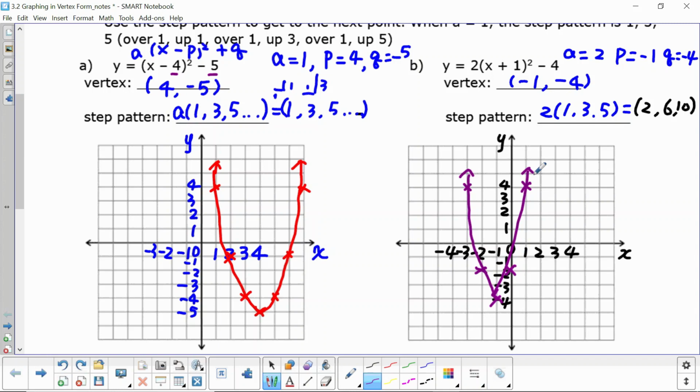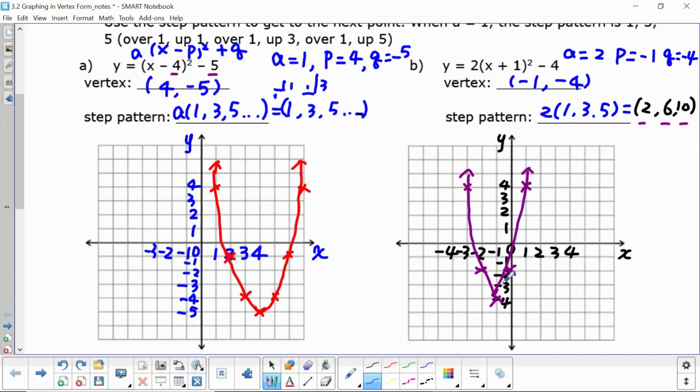So make sure on both sides you put arrows, which means the graph keeps going, okay? Find the vertex, then from the vertex use a step pattern. The step pattern is kind of like the slope: right 1, up 2; right 1, up 6. It's like graphing a line, but this time you don't find only one point, you find another point, then it's a curve.